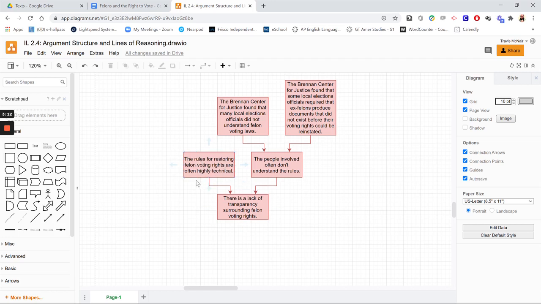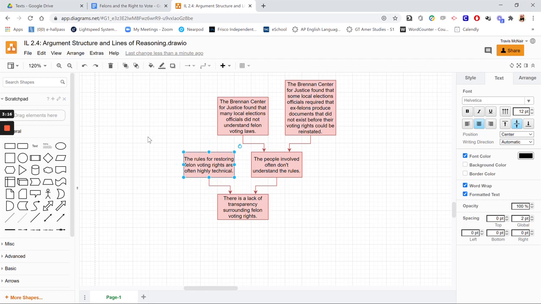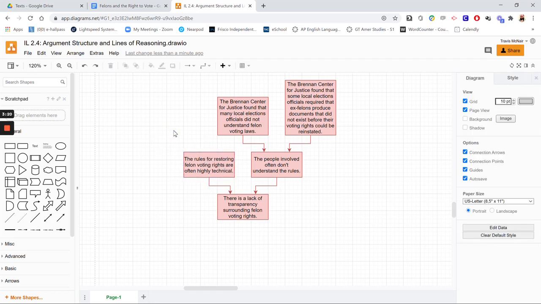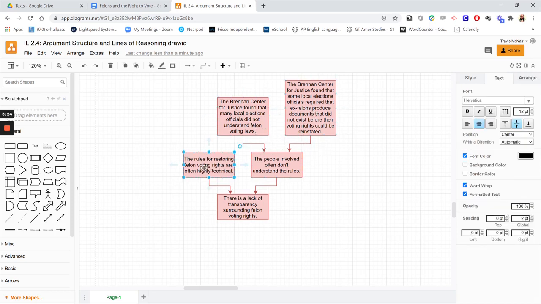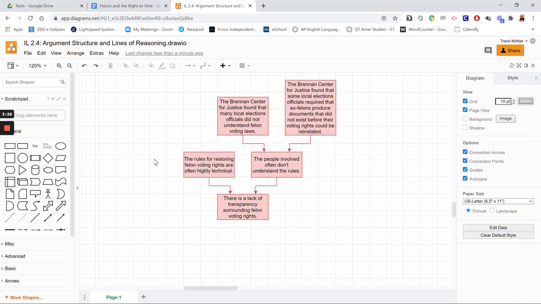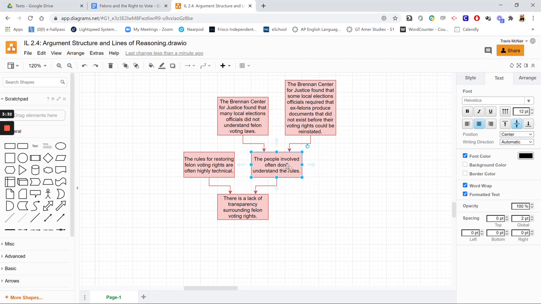For one, the rules for restoring felon voting rights are often highly technical, and unfortunately the paragraph doesn't give us any examples of those technical rules. It's kind of implied in the rest of our examples, but it would be nice if they had given us specific examples. But that shows you even the New York Times isn't perfect. And then over here, the people involved, meaning the elections officials and the ex-felons themselves, often don't understand the rules.